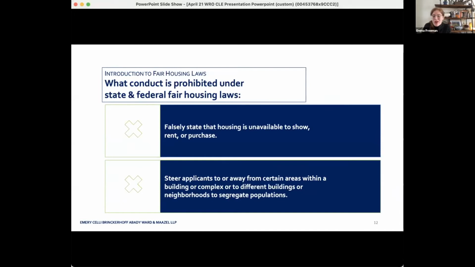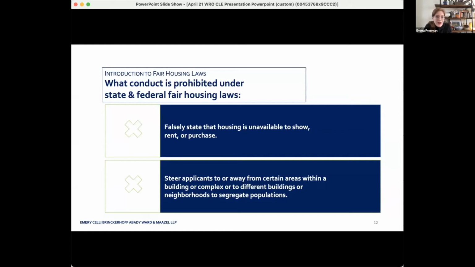It's also prohibited to falsely state that housing is unavailable to show, rent, or purchase. So if I'm a real estate broker and I hear from someone who I know to be a member of a protected group, I can't, on the basis of their membership in that protected group, tell them that apartment 3C on Fifth Avenue is not available when in fact it really is, and I'm showing it to other candidates and I'm just denying it to that applicant.